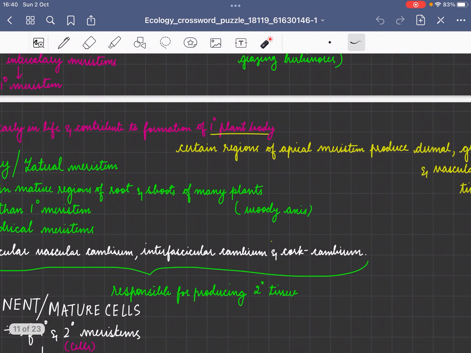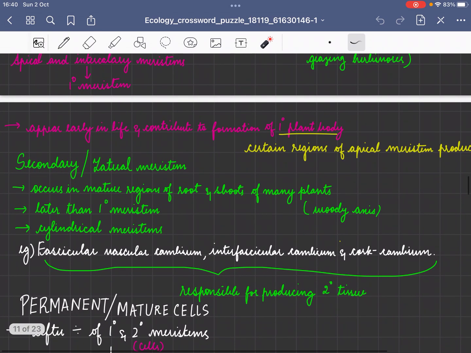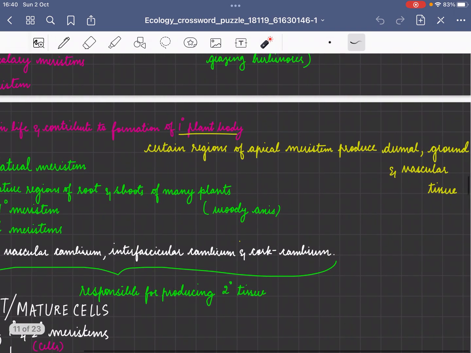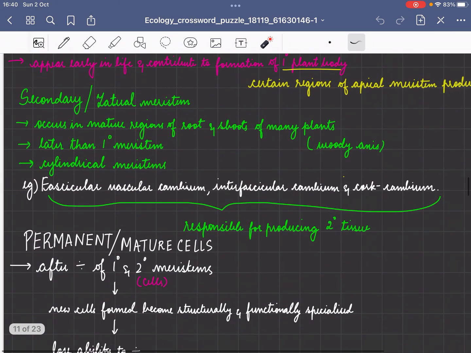Certain regions of the apical meristem produce dermal, ground and vascular tissue. We're going to be studying all these tissues in detail, don't worry. Because they appear early in life, they contribute to the formation of the primary plant body. So what is the primary plant body? Certain regions of the apical meristem produce ground, vascular and dermal tissue. That's all.